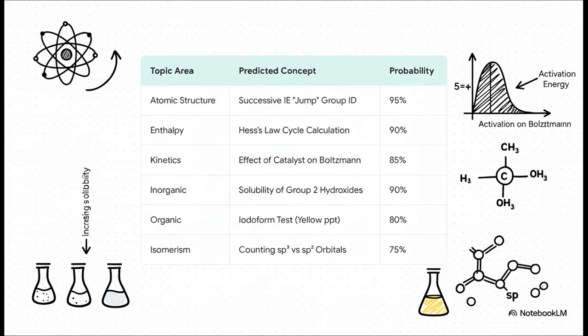We are 95% confident you're going to see a question about finding an element's group from the big jump in its ionization energies. A Hess's law calculation is almost a dead cert. You'll also probably need to explain how a catalyst affects a Boltzmann curve. For inorganic, definitely review the solubility trend of group 2 hydroxides. Remember, it increases as you go down the group. And for organic, make sure you know the iodoform test and you're comfortable counting up sp3 versus sp2 orbitals.